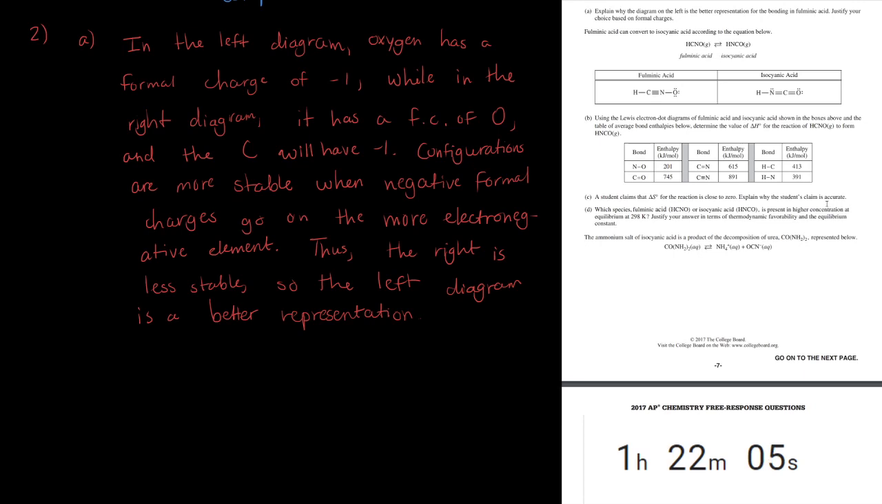Here we are. So fulminic acid can convert to isocyanic acid according to the equation below. We have a reversible reaction. So it's just changing the position of that nitrogen and carbon, it seems. Using the Lewis dot diagrams of fulminic acid and isocyanic acid shown in the boxes above and the table of average bond enthalpies below, determine the value of the enthalpy change for the reaction. Cool, this is a great question.